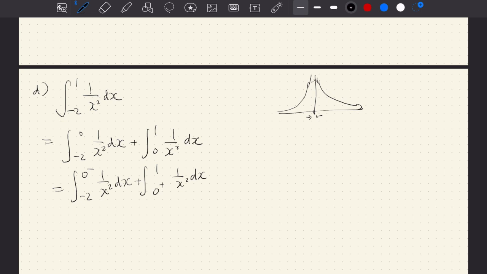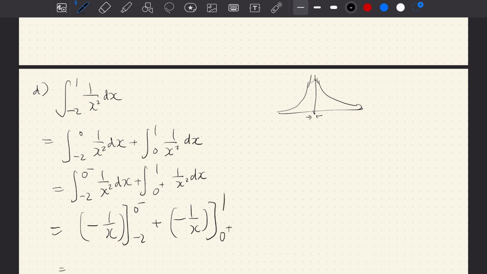Now we can proceed on with the antidifferentiation. The antiderivative of 1 over x squared is something like 1 over x, right? But we're missing a negative sign, so here we have negative 1 over x, which is one antiderivative for 1 over x squared. So now you have from negative 2 to 0 negative, plus this one is also the same, from 0 positive to 1.